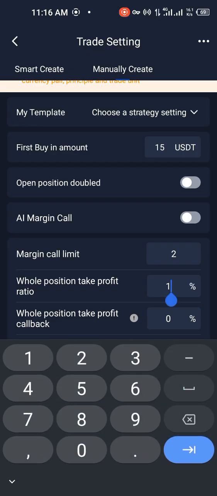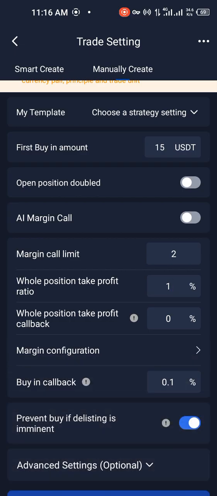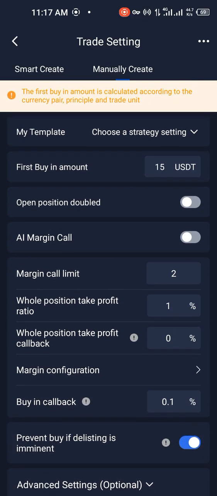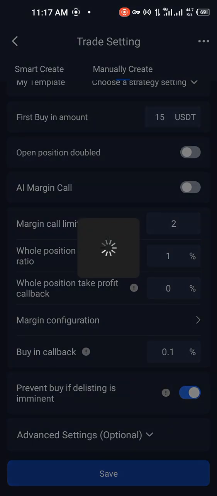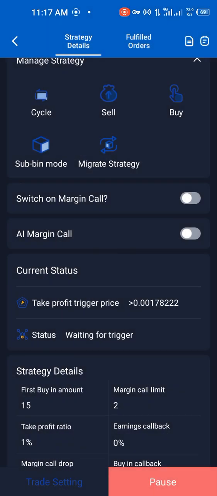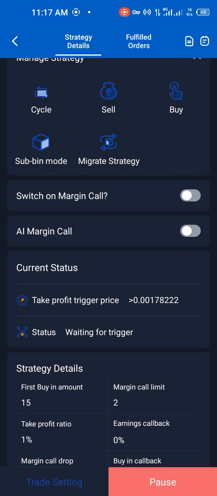So you can take 1.2 or 1.3 or even 1% just to get out of the market on time. So if I click this 1% and I say sure, it will take me back to that take profit. Now you can see this take profit has changed from 1.0081, something that we checked, to 1.0017822. So we'll go back there and check where we can find this one.